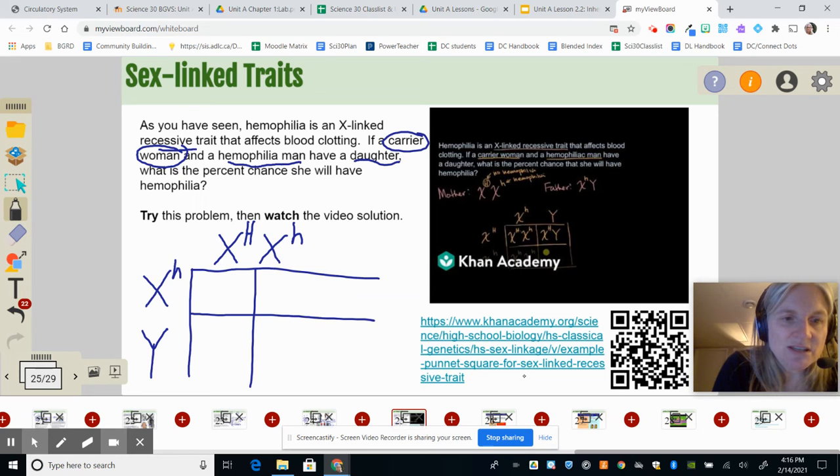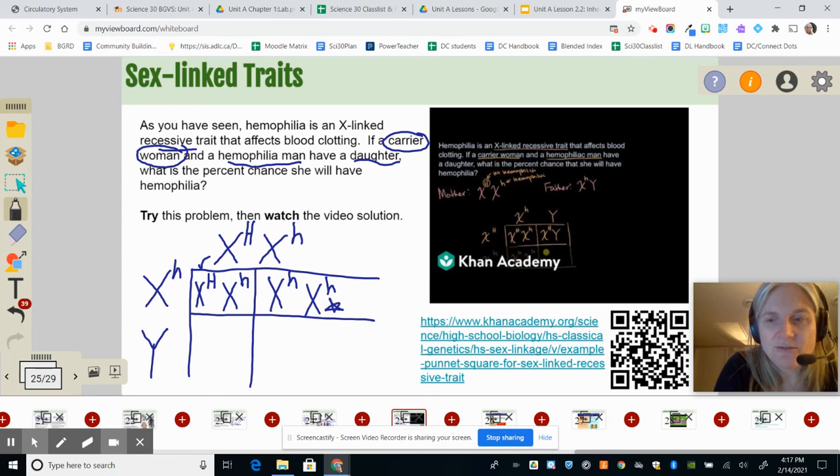Alrighty, so let's do this. I'm just going to bring from the top down first. So we're going to have from the mom, X capital H, from the dad, X little h. This daughter has 2 X's, has 1 gene for hemophilia, but also a dominant one, so she's a carrier. This daughter, here we go, X little h and X little h. This daughter has 2 recessive alleles, so she has hemophilia.